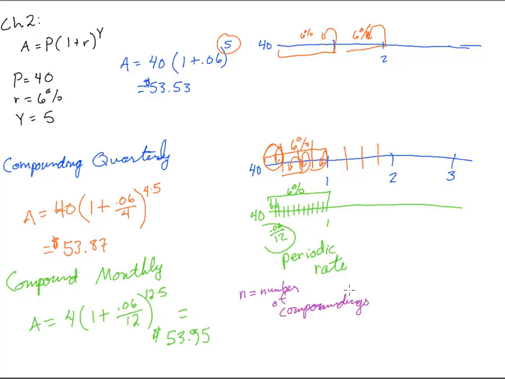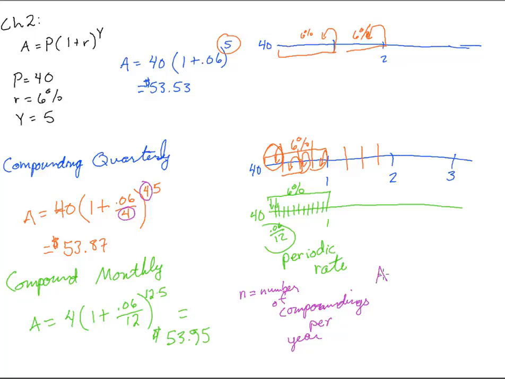Compoundings per year. And then, yeah, that's the only thing that really changes. And you'll notice it comes here. We divide the annual rate by this to get the periodic rate, and then we times that by the number of years to get the number of compounding periods.